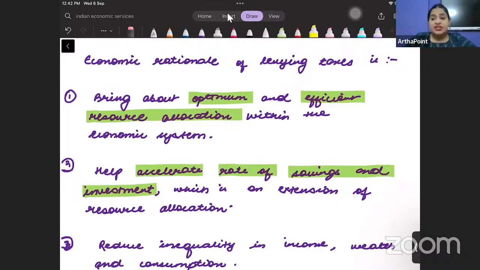People don't consume it excessively. People consume it in less quantity. So one way of ensuring that people consume alcohol, tobacco, etc. in lesser quantity is to inflate its price, to put a lot of tax on it. Okay, so that's the first thing, bring optimum and efficient resource allocation.